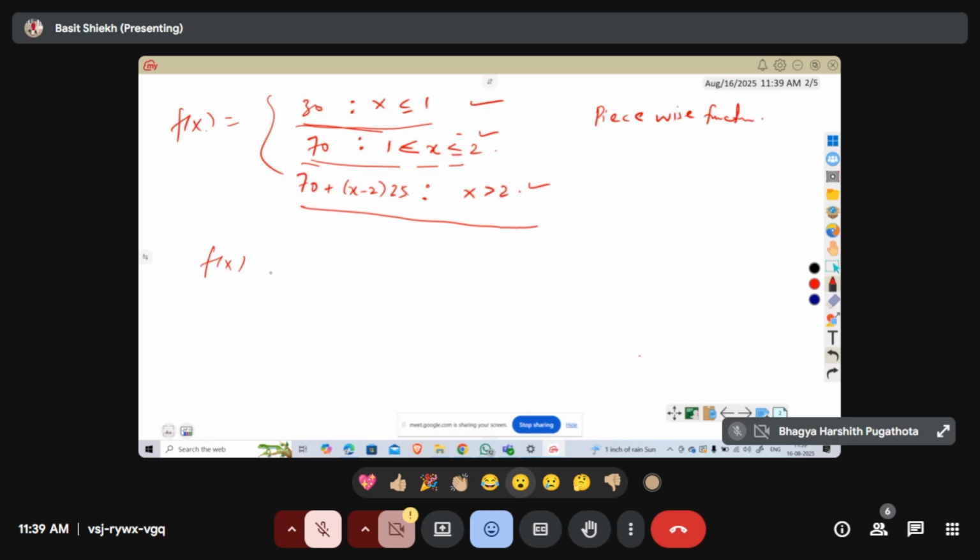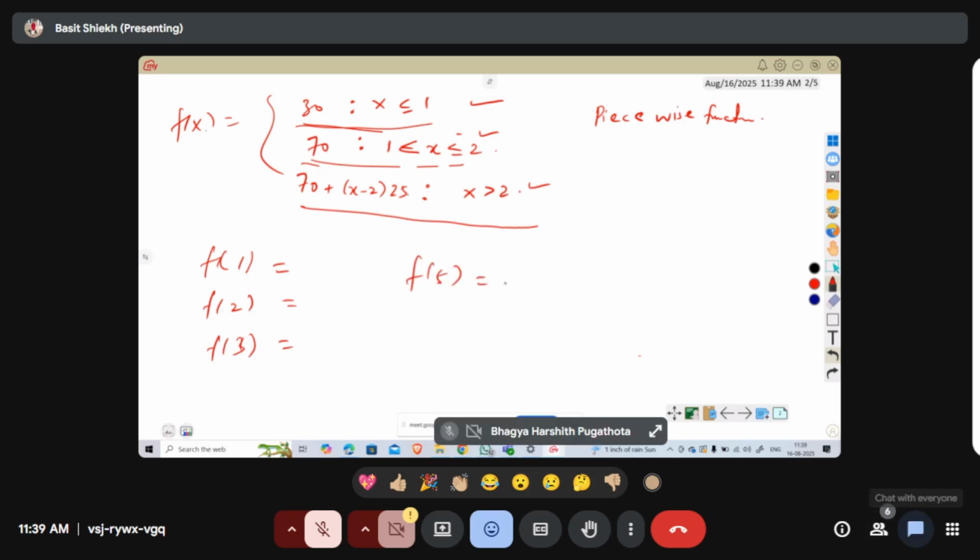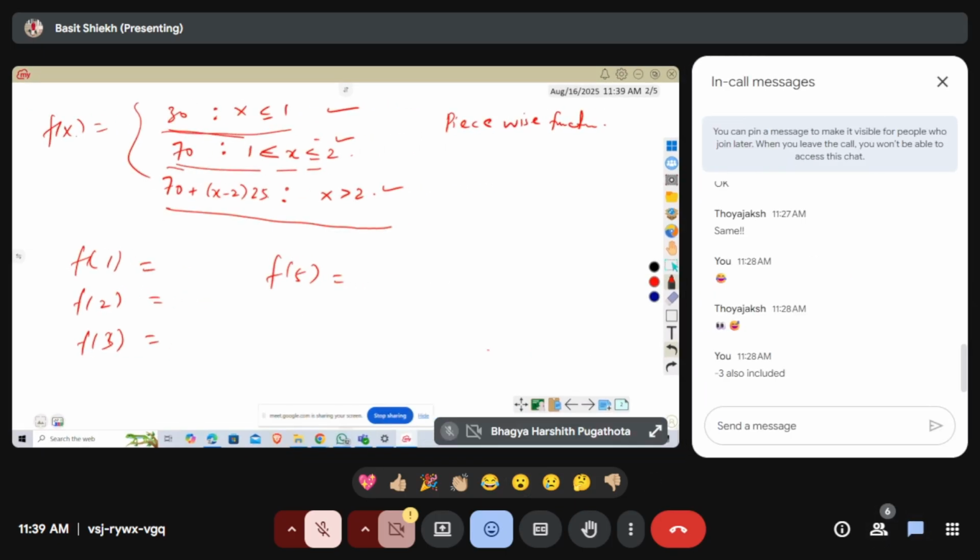What will be f of 1? Find f of 1, find f of 2, find f of 3, find f of 5. f of 1 will be 30. f of 2 is 70. What is f of 3?